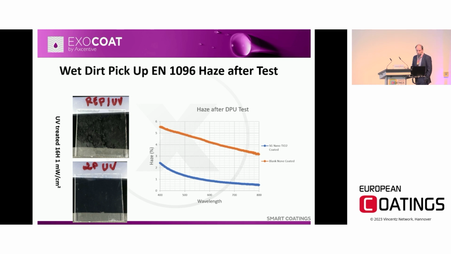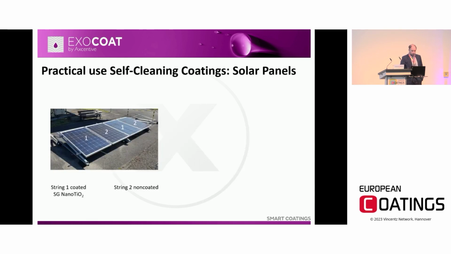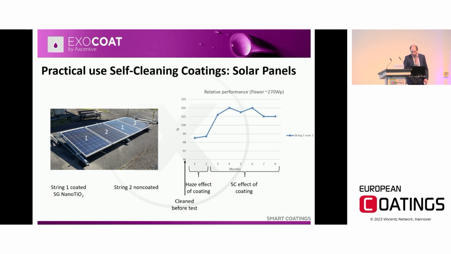So as a measure of how dirty the panel is. Our practical use is on solar panels, to make self-cleaning solar panels. We went to a solar park and tested this coating, and we used 2 strings. One string of solar panels was coated, string 1, and we compared it to string 2, which was non-coated.